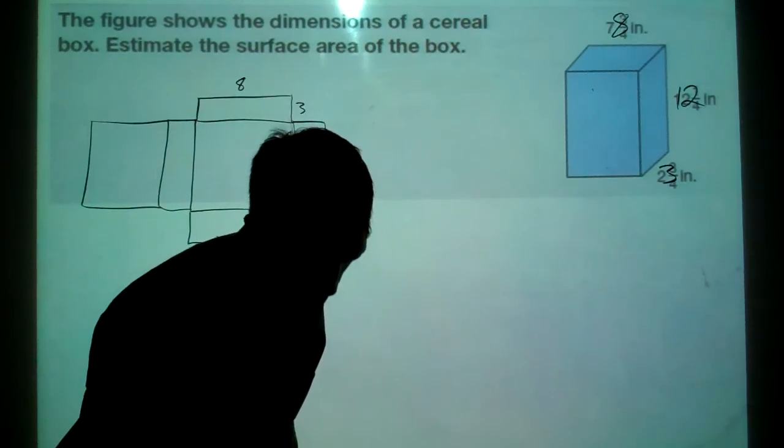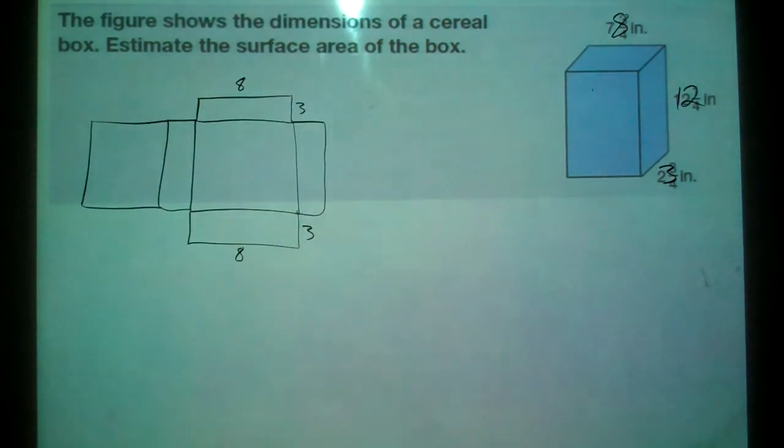but we have a back, a front, a top, bottom, and let me check here. Just making sure we're on the right battery and things like that.